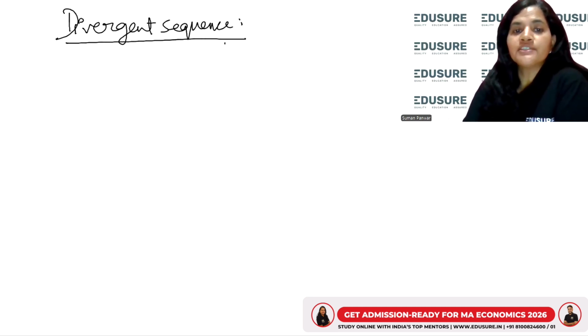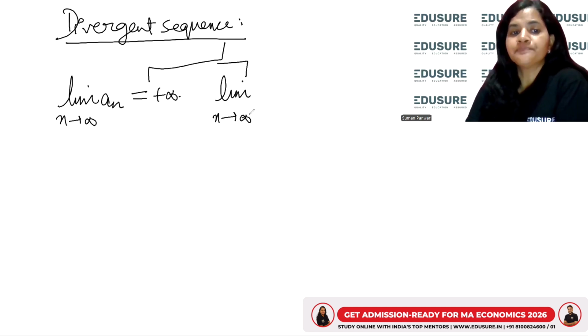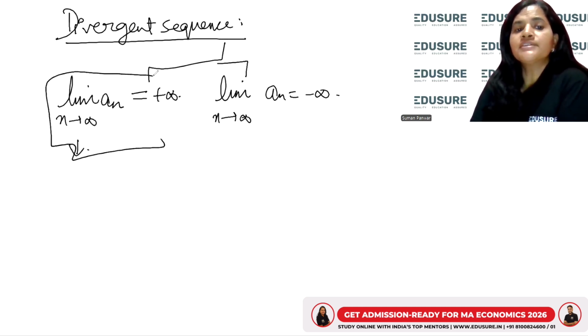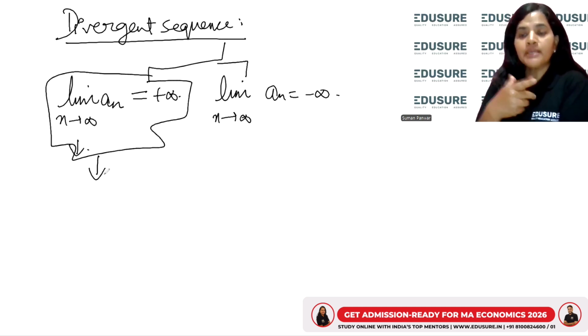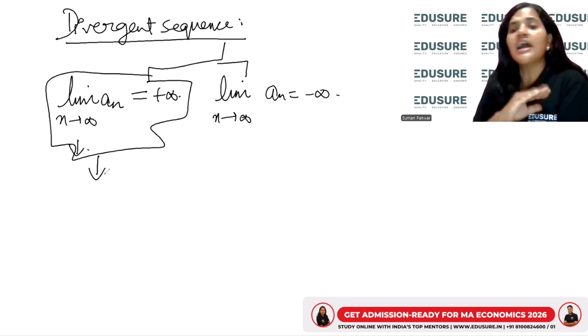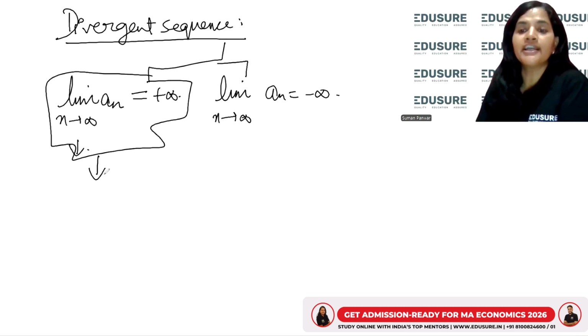There are two types of divergent sequence. One divergent sequence is when the limit of the sequence goes to plus infinity, and the other one is when the limit of the sequence is minus infinity. So let us see. What do we mean when the limit of the sequence is going towards plus infinity? It means that my terms are becoming larger and larger without bound. That means I will not be able to cap an with a particular number. an will always be greater than that number.